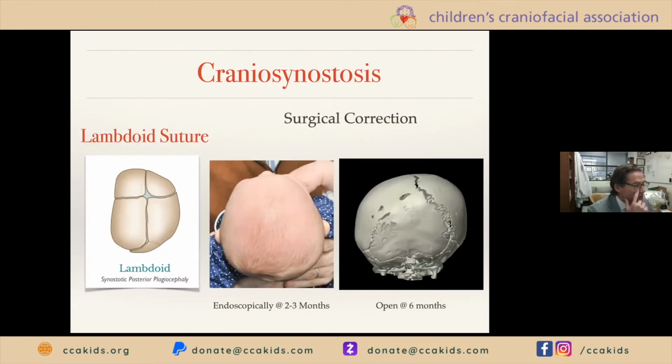The lambdoid synostosis is the most rare. And normally we do these endoscopically at 2 to 3 months or open at 6 months. So this one we do both ways. If we do it endoscopically, we do a helmet. These are harder to diagnose because they're often confused with deformational plagiocephaly, which is the kind of plagiocephaly where you use a helmet to correct. So sometimes they get confused, and so we don't see them till later. But these are both done endoscopically and open.